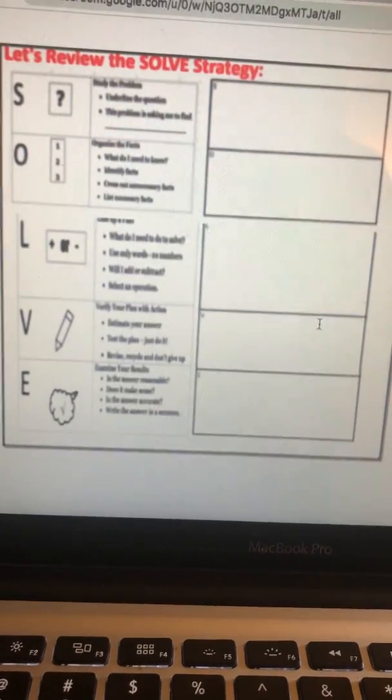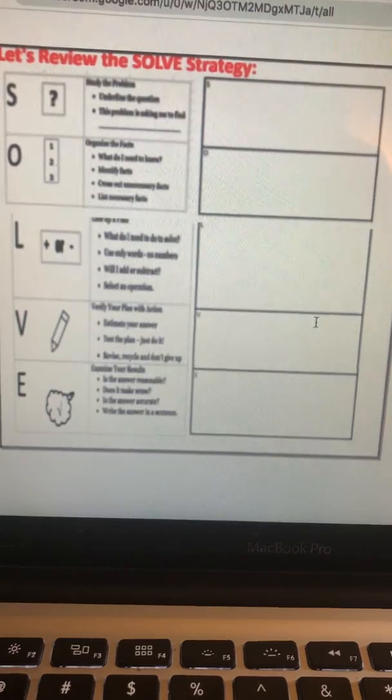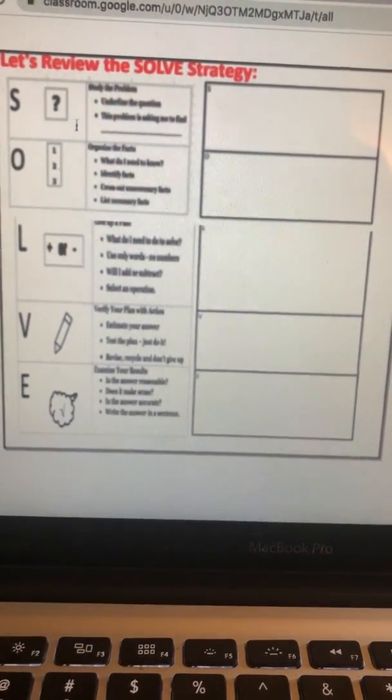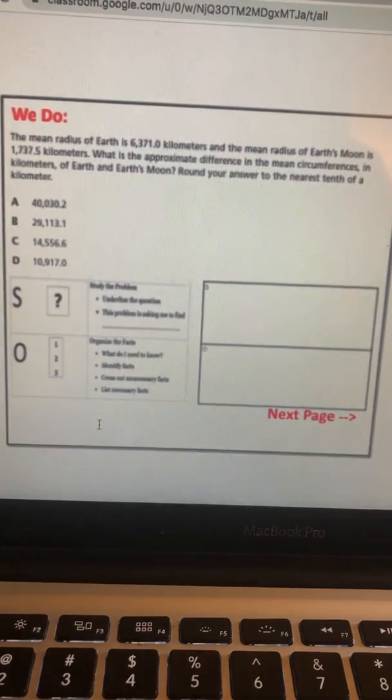So today we're going to be using the solve strategy that we've done in class before. So you're going to be given a word problem and you're going to be asked to answer the word problem using the solve strategy. So there is a question that I will walk you through.